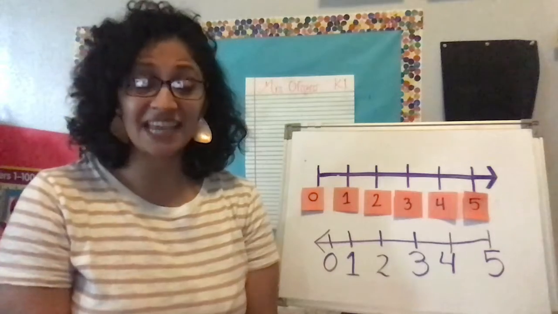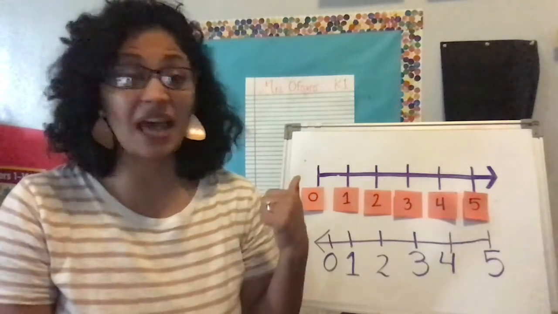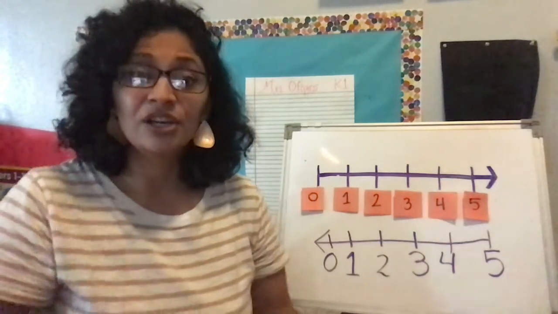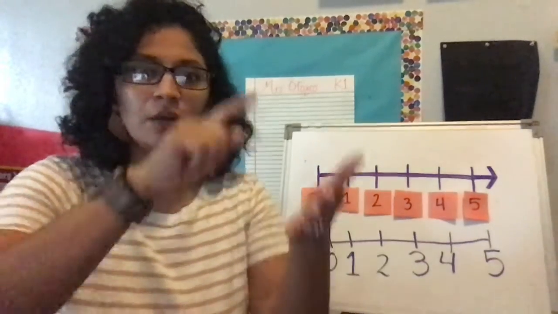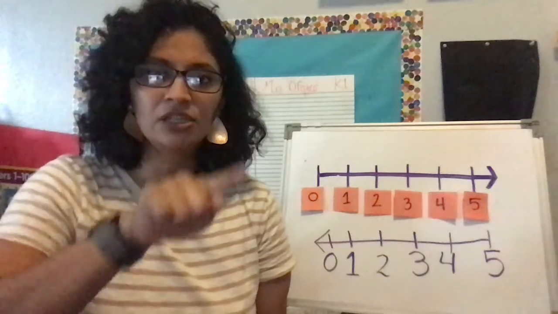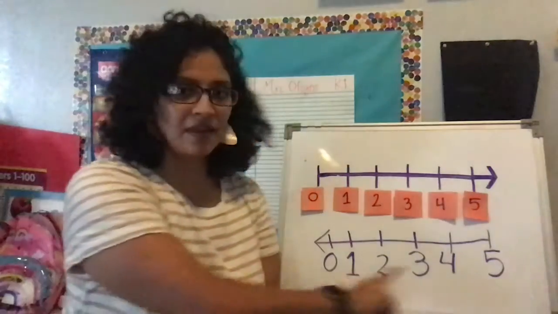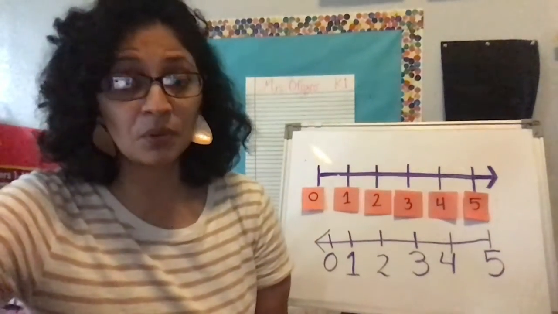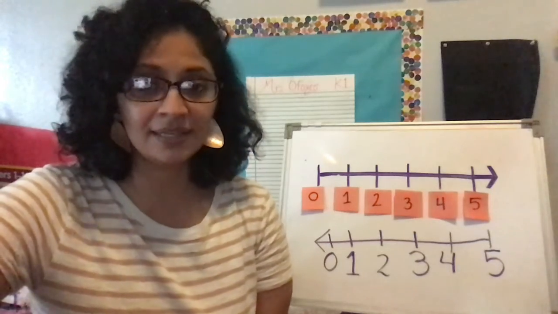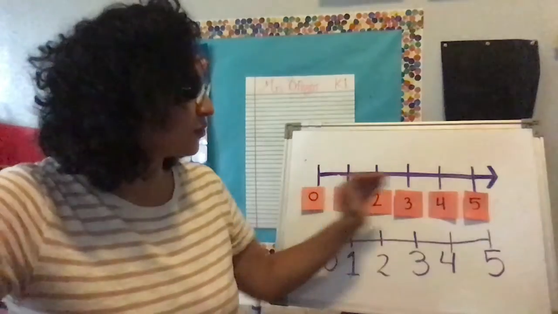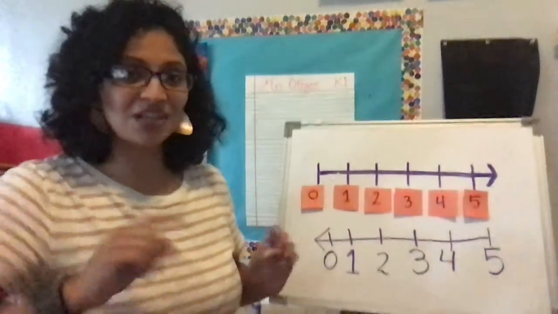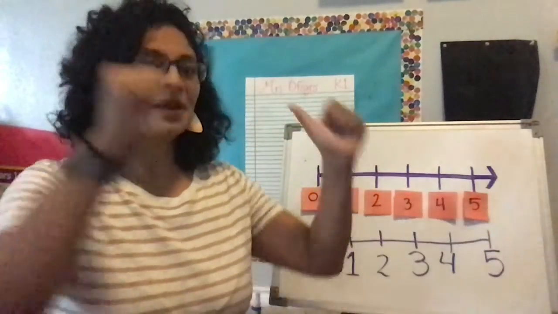So friends, today your activity is to do exactly what we just did together. You're going to download the pages onto your iPad and you're just going to move around the numbers into the correct place on the number line. And remember, we're working with numbers 0, 1, 2, 3, 4, and 5. So you're going to work with a number line going in each direction, forward and backward.